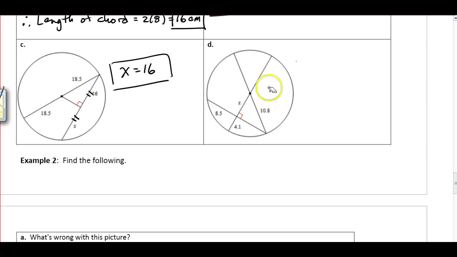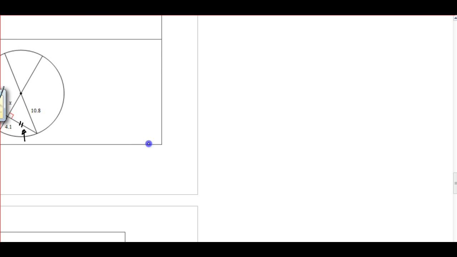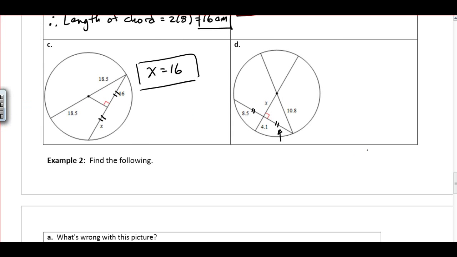Alright, over here in part C, I've got that the radius is 10.8. I know that this radius is perpendicular to the chord, so it's going to bisect the chord. Just marking everything I know. Since this half is 8.5, I know that this half is also going to be 8.5.